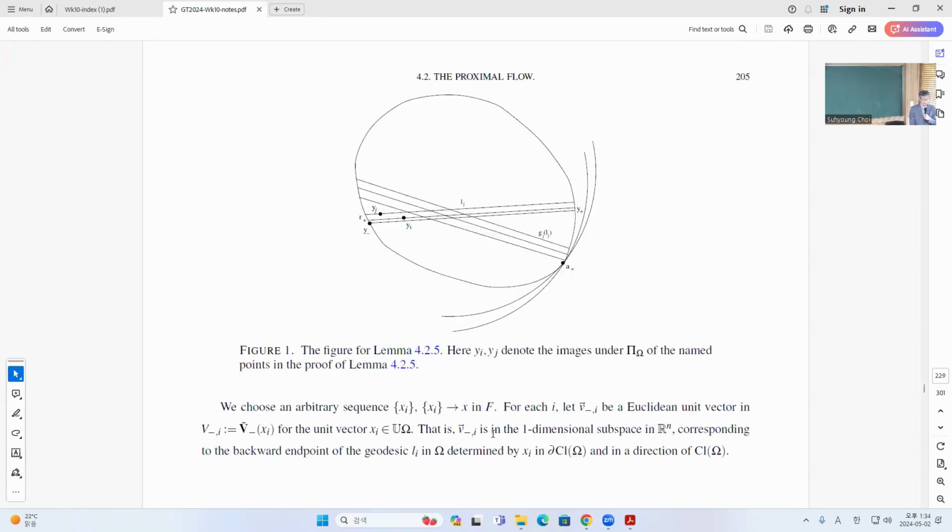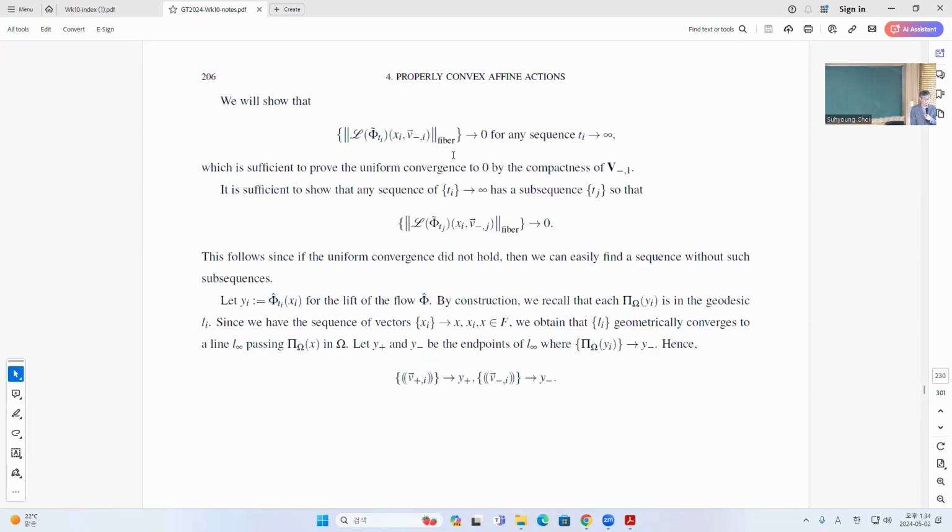So we take some fundamental domain here, and then in the Omega, we choose any sort of sequence x_i in F, in the fundamental domain, and then you choose a unit vector here. Okay. So ξ_i is a unit vector here. So you can always extend this by geodesics, and then these are the beginning points, I mean the backward endpoints, and then the forward endpoint. These will be the backward endpoints, and then we'll show that it goes to zero here, and so.